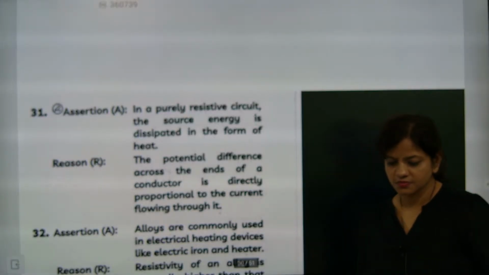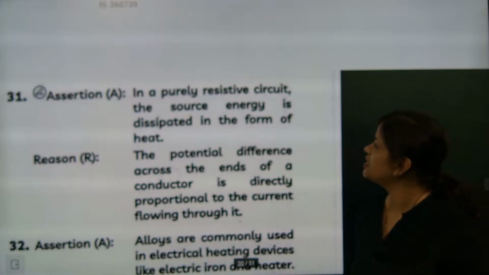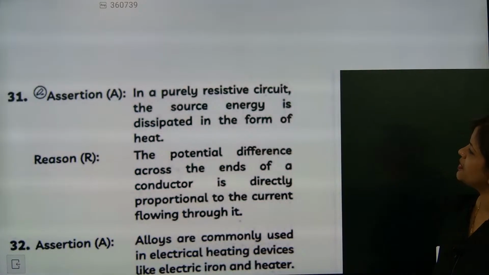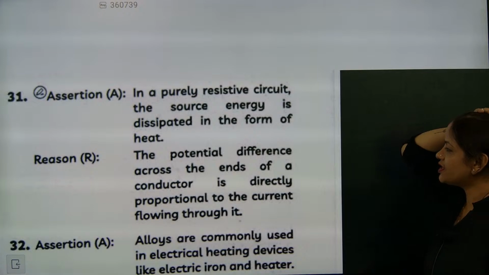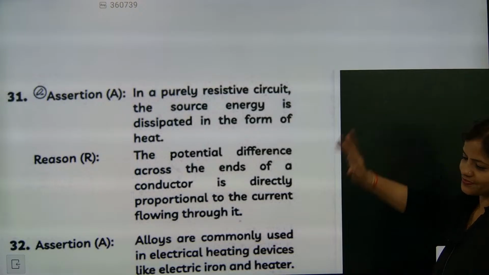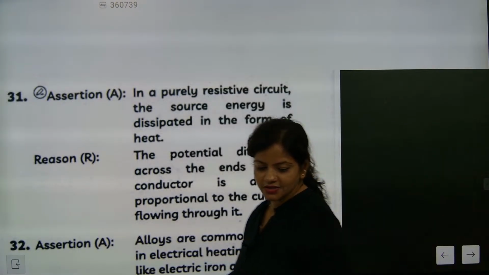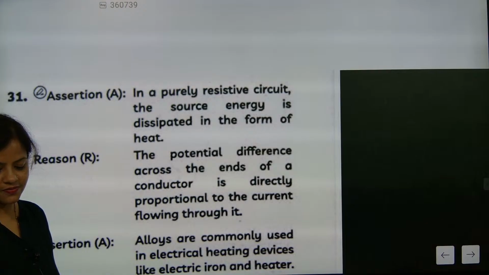Come on, answer this question. In a purely resistive circuit, the source energy is dissipated in the form of heat. The potential difference across the ends of the conductor is directly proportional to the current flowing through it. Yes, the third one is for earthing. Now write this question.